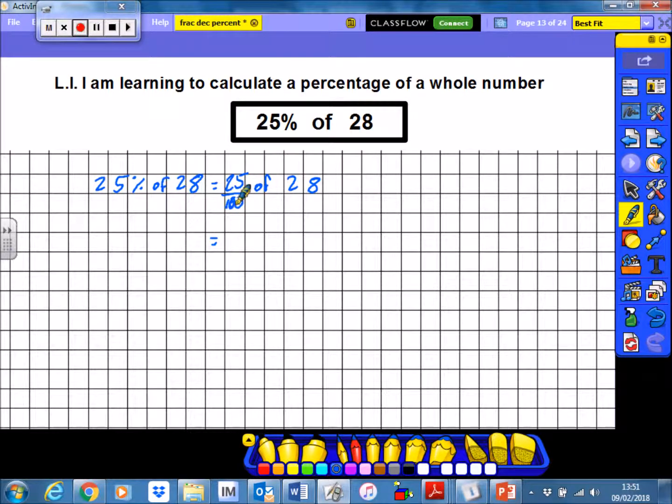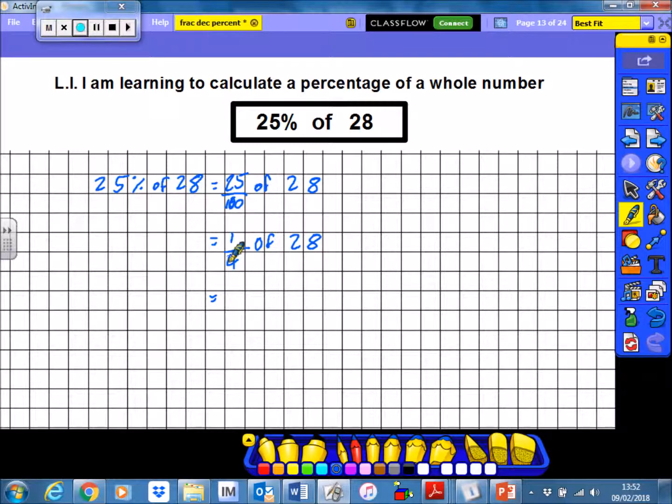25 hundredths, I could divide it by 5, divide it by 5 again. What I get is a quarter. So what this question is really asking me is, what's a quarter of 28? Well, that's easy. I can do that. All I have to do is divide by 4. A quarter is when we divide it by 4. So how many 4s are in 28?